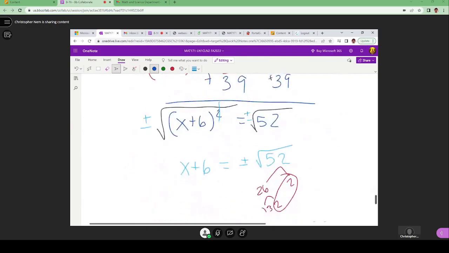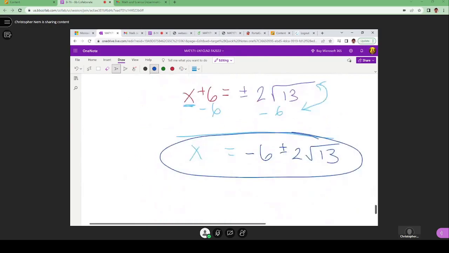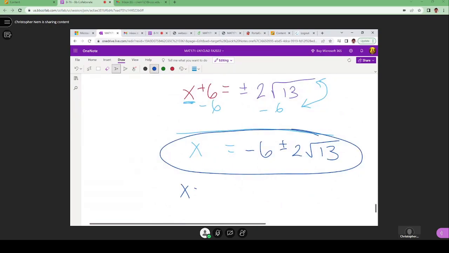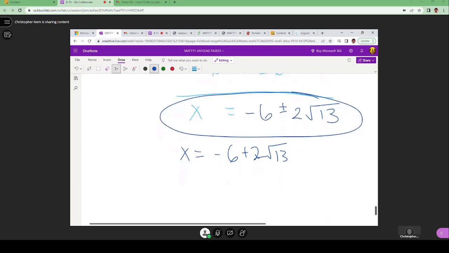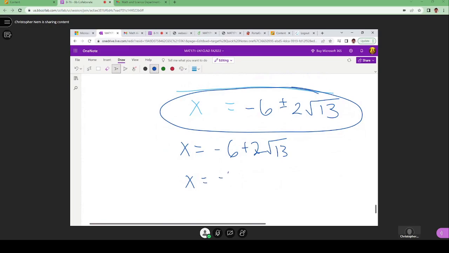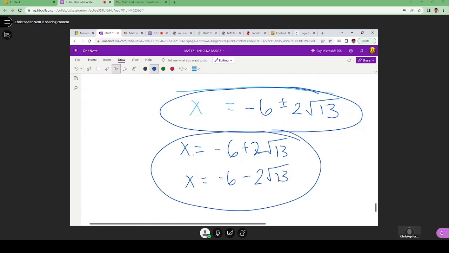So if you forgot to put the plus or minus, you're going to realize, wait, I only have 1 solution. This is bad. I should have x equals negative 6 plus 2 root 13. And I should also have x equals negative 6 minus 2 root 13. These are my 2 answers. You can write this form right here. I'm just scared some people will forget the plus or minus. That's it. So as long as you're understanding of that, then you're good to go.